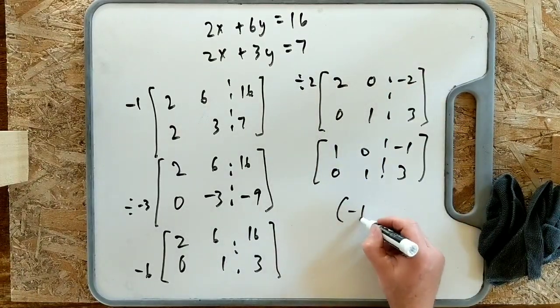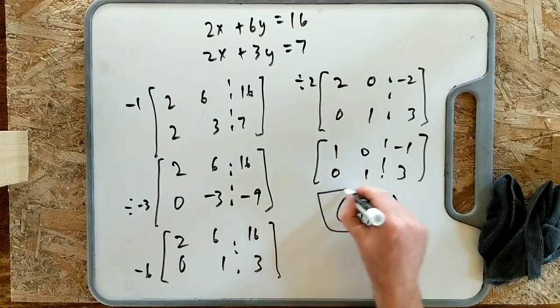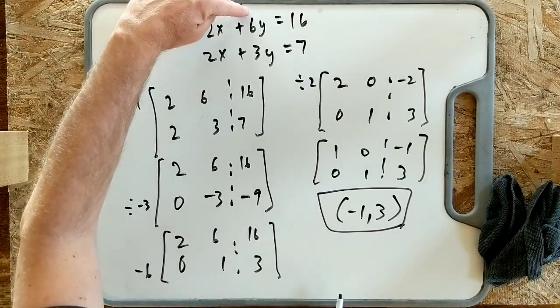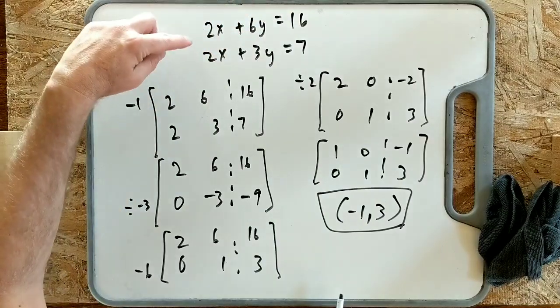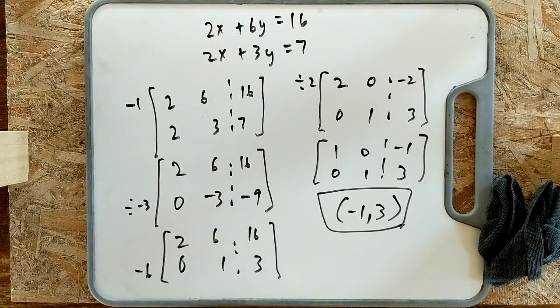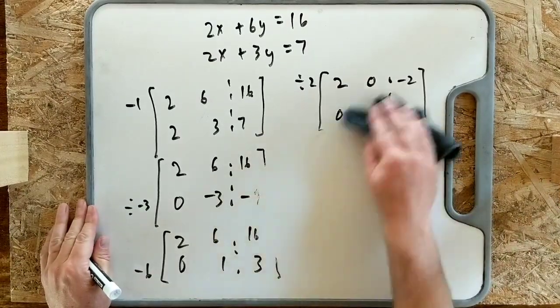So my answer is negative 1, 3. Let's plug that on the top and see if it works. Negative 2 plus 18 is 16. That's correct. And negative 2 plus 9 is 7. That's correct. Okay, try a little harder one now.